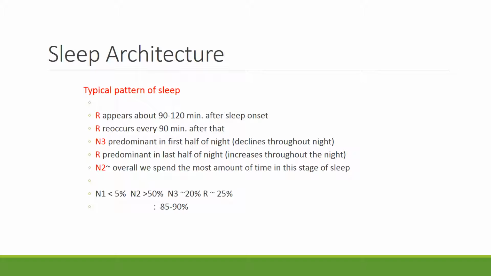The breakdown for normal adult sleep according to percent of time of total sleep time. Stage N1 is only about 5%, N2 is about 50%, N3 is about 20%, and REM is about 25%. And then again, our sleep efficiency is about 85 to 90%. Let's go on to our next slide.